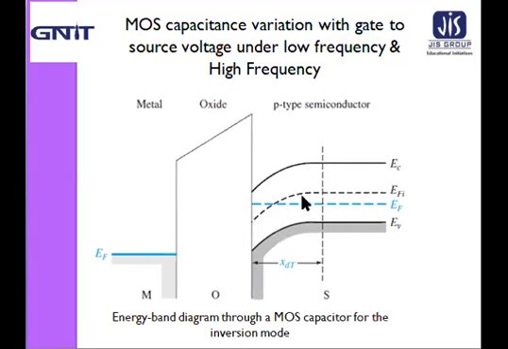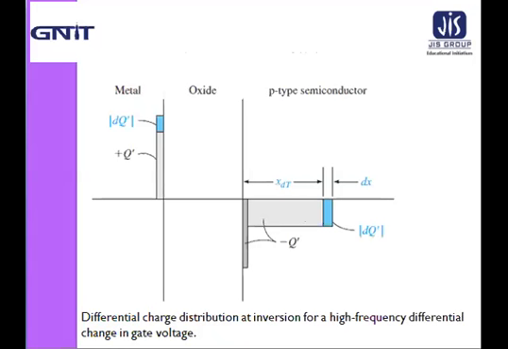Then what will be the capacitance-voltage characteristics? The characteristics will be a function of the frequency of the AC signal which is used to measure the capacitance. Now, in the limit of very high frequency, the inversion layer charge will not respond to a differential change in capacitor voltage.